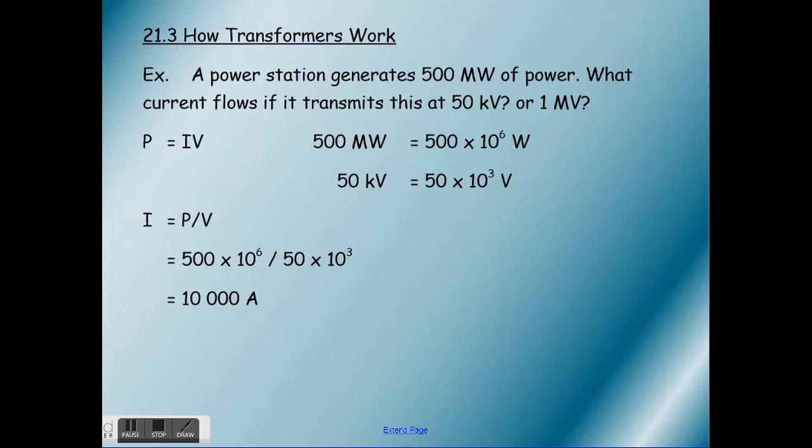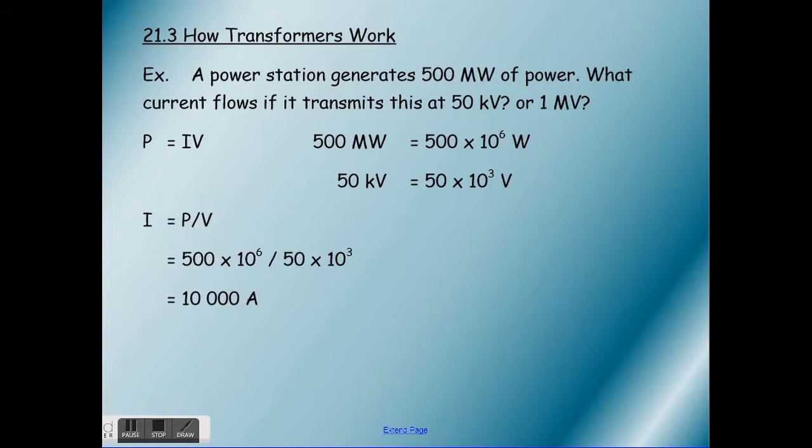How much current? So the wattage is still going to be the same. It's still going to be 500 megawatts. But now I'm saying, what if it was transmitted at 1 megavolt instead of 50 kilovolts? That's 50,000 versus 1 million. Very different numbers.